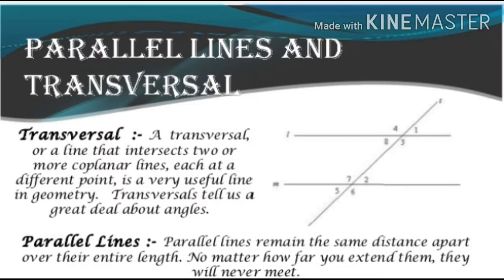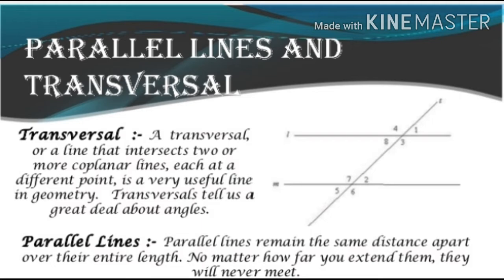Now let us see the parallel lines and transversal definition. Transversal: a transversal is a line that intersects two or more coplanar lines. Here coplanar means that the lines are lying in the same plane. Each intersects at a different point. It is a very useful line in geometry. Transversals tell us a great deal about angles as it intersects the lines at two different points.